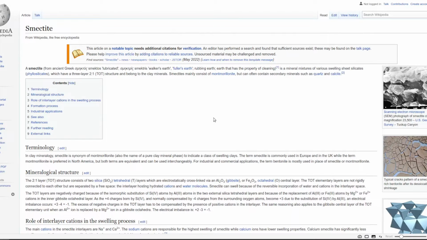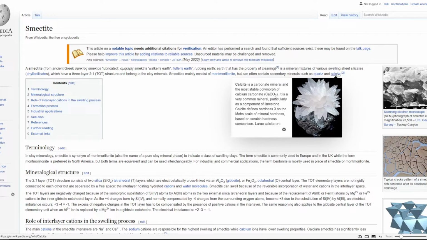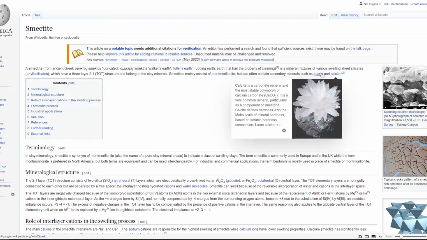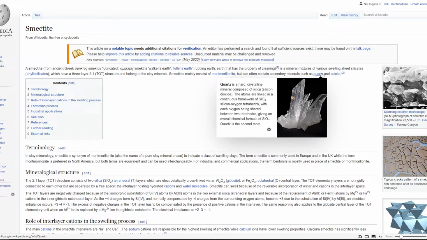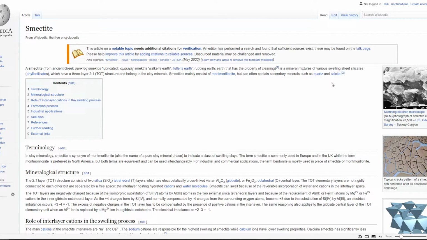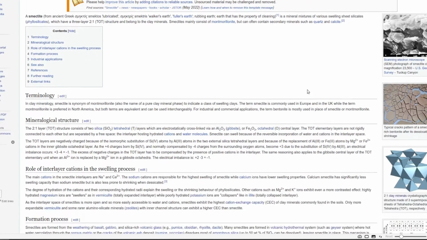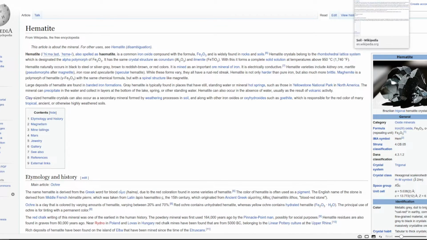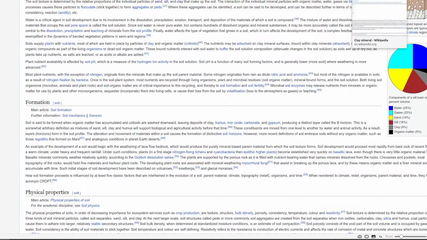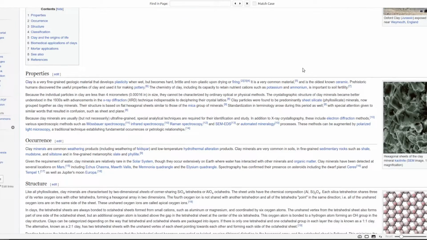Here we're in smectite. So this is where they say a lot of the clay can often contain secondary minerals such as quartz and silica and calcite. So again, calcium oxide based mineral and quartz, silicon oxide based mineral. Yes, they say a lot of clay can be made from these kind of rocks, for example. I think that's about it for this segment, and now I'll take it to the whiteboard.